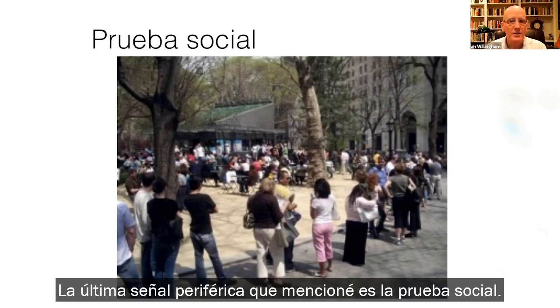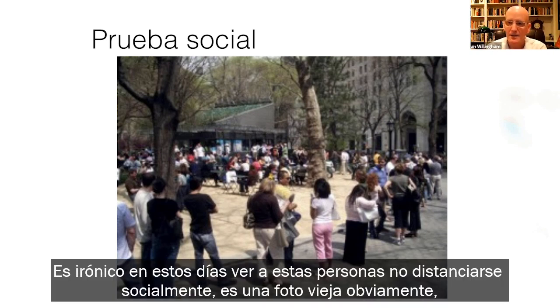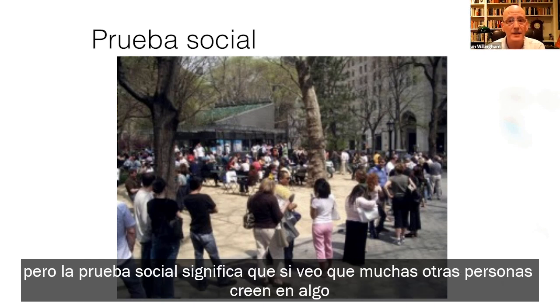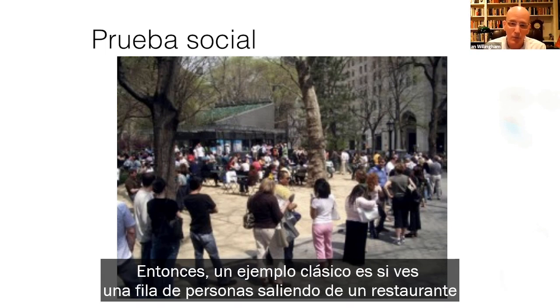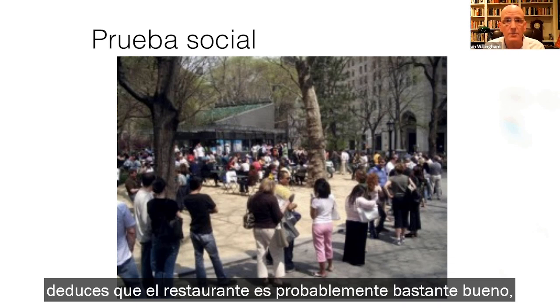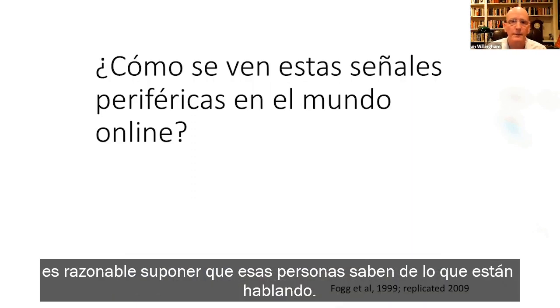The last peripheral cue I mentioned is social proof. It's ironic in these days to see these people not social distancing, old photo obviously, but social proof means if I see lots of other people believe something, then that's some evidence to me that there's probably fairly good reason to believe it. One classic example is if you see a line of people coming out of a restaurant, you figure that restaurant is probably pretty good. It's reasonable to suppose that those people know what they're talking about.